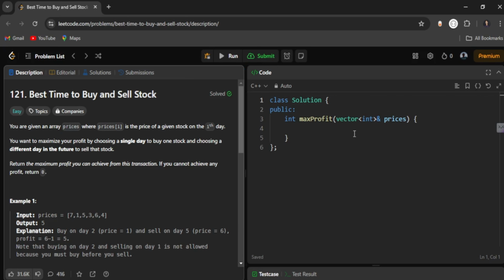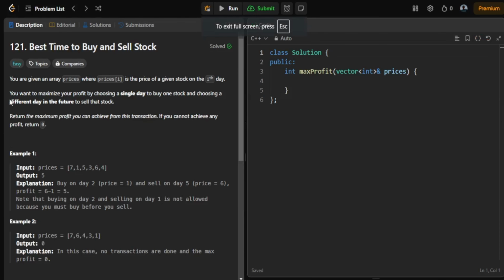So yeah, this is our question. Let's see what our question is saying. It says that you are given an array prices where prices[i] is the price of a given stock on the ith day. So basically we have been given an array named prices, and the price at the ith index represents the price of a stock on the ith day.